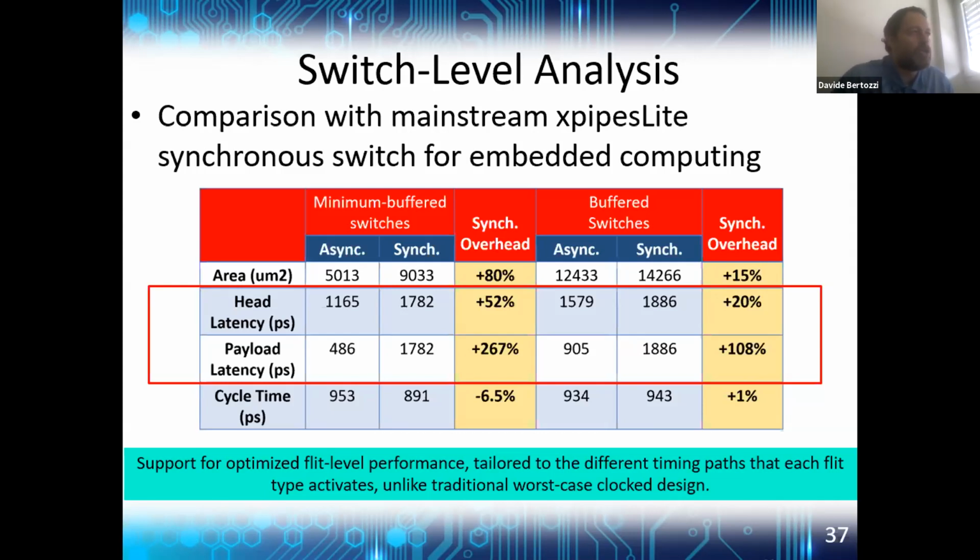while in the asynchronous design, you can exactly tailor the propagation delay of each switch to the timing path that is activated. Therefore, the payload flits do not go through routing computation. They don't go through switch allocation. Therefore, they just go through crossbar traversal and link traversal. Therefore, the payload latency is halved with respect to the synchronous counterpart. And that's an interesting property of asynchronous switches that, in my opinion, has not been exploited to a large extent in the neuromorphic computing domain. It's not exploited enough.